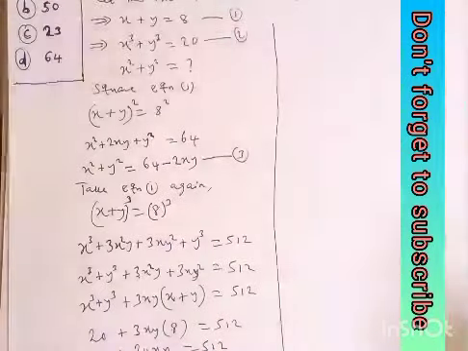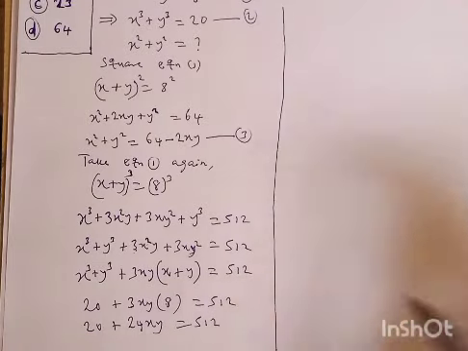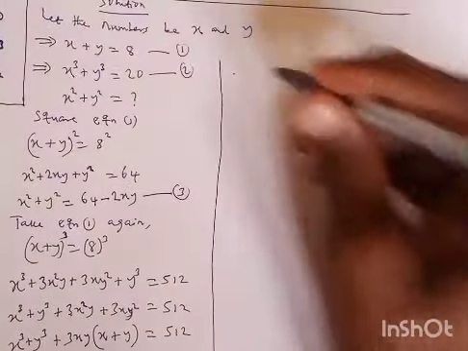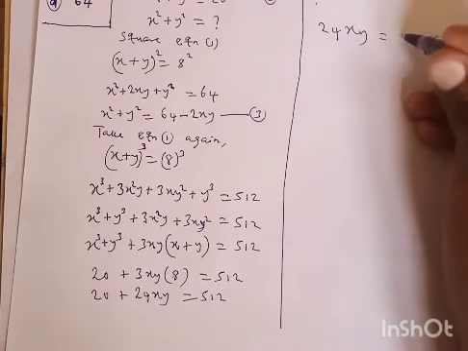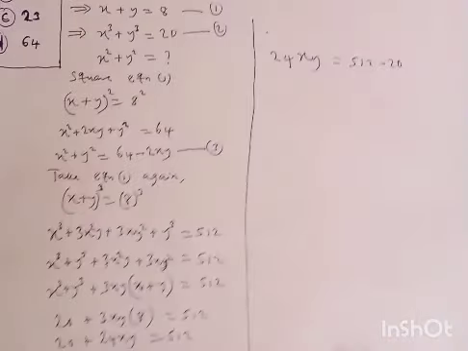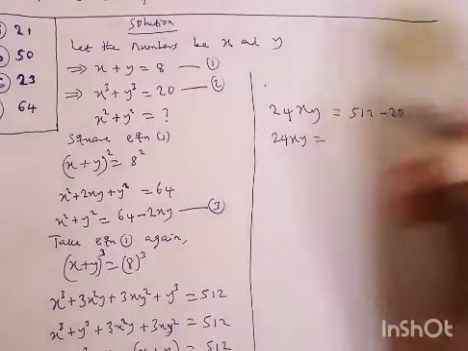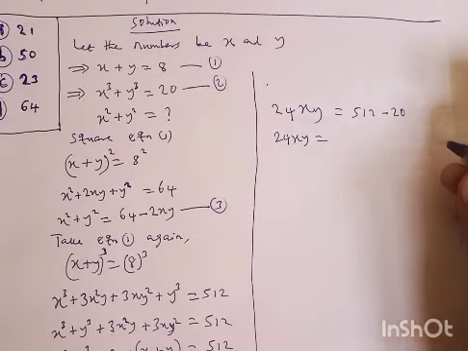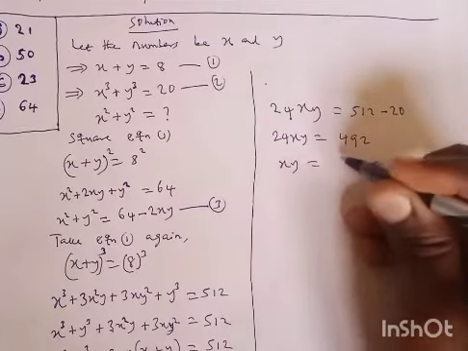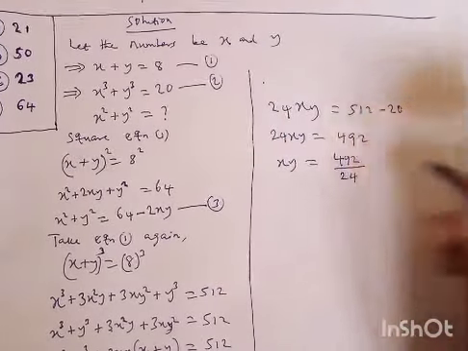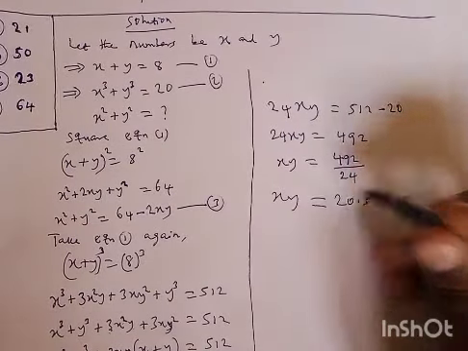So now from here, you take 20 to the other side. This 24xy should equal 512 minus 20. It is going to give you 492. So you are looking for xy, you divide both sides by 24. It means xy equals 492 over 24. So xy equals, if you divide 492 by 24, you will have 20.5. So this is your xy.